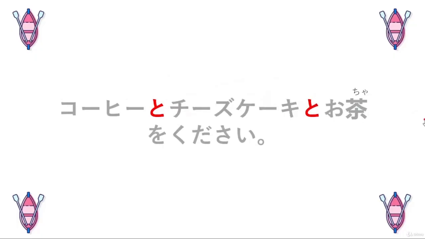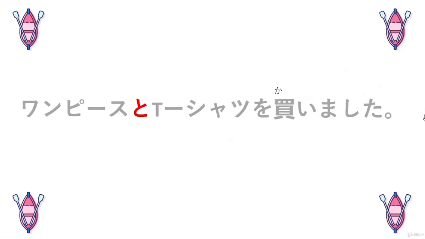コーヒーとチーズケーキとお茶をください。So, coffee, cheesecake, and tea, please. And if you can see here, after ocha, we don't have to anymore. So after the last noun, we do not write to. ワンピースと T シャツを買いました。I bought a dress and a t-shirt.